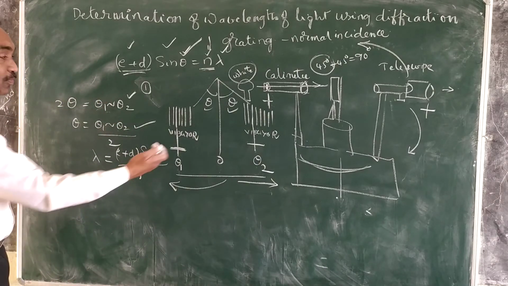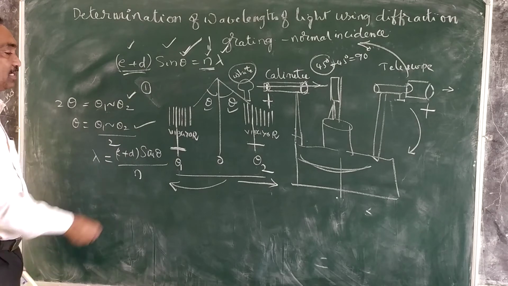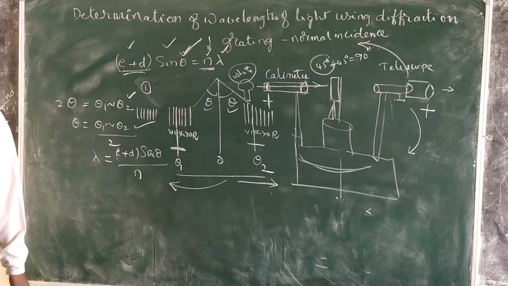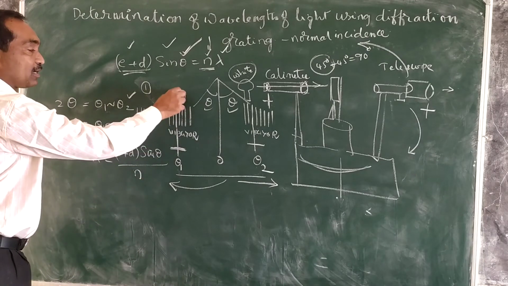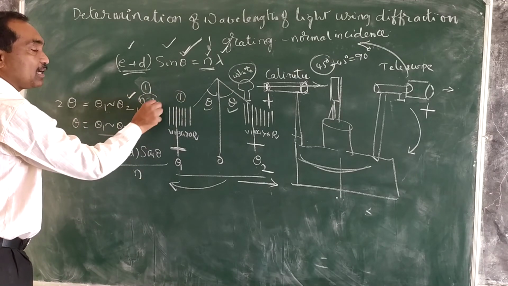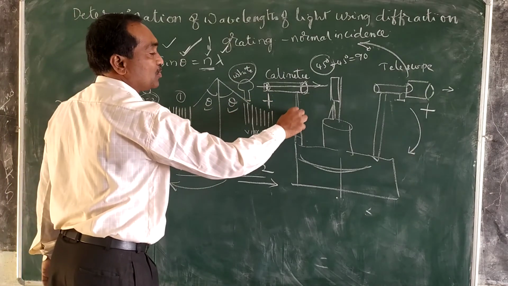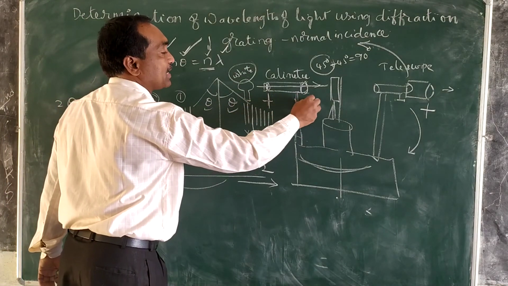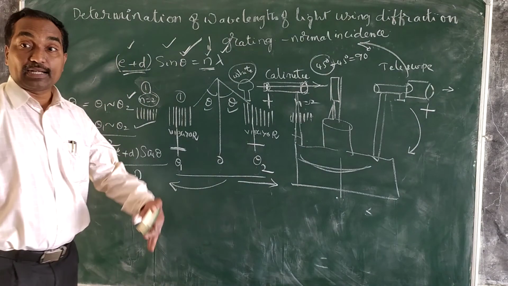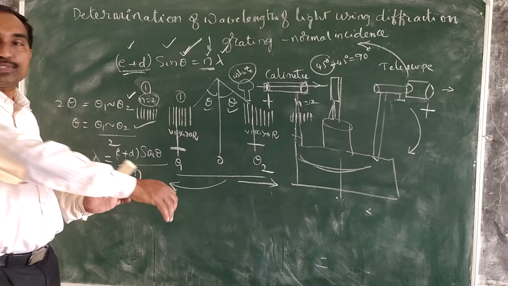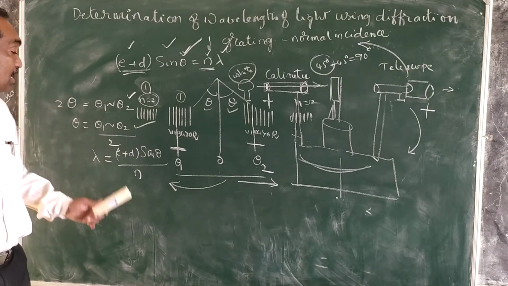Of course, when we move towards the left side, there is one more spectrum, same as VIBGYOR. This is called the first order spectrum. This is the second order spectrum. And towards the right side also there is one more second order spectrum. In the second order spectrum also we can calculate the wavelength of light. Same procedure and the same answer we can get.